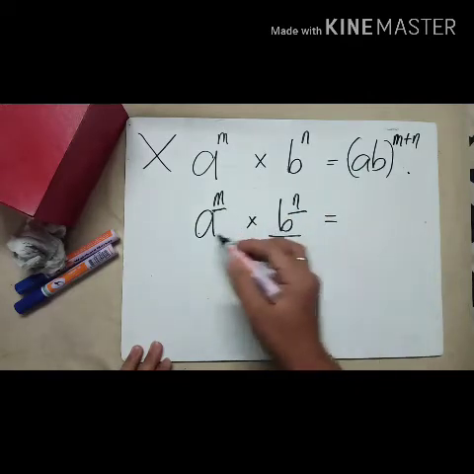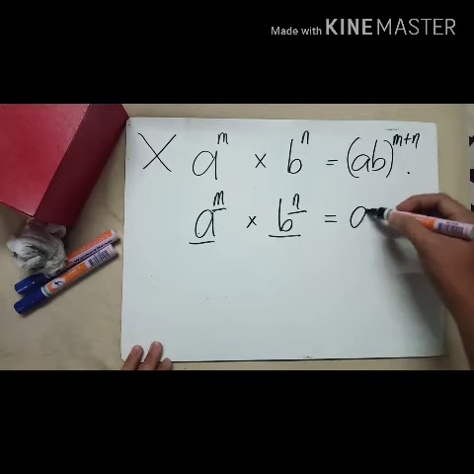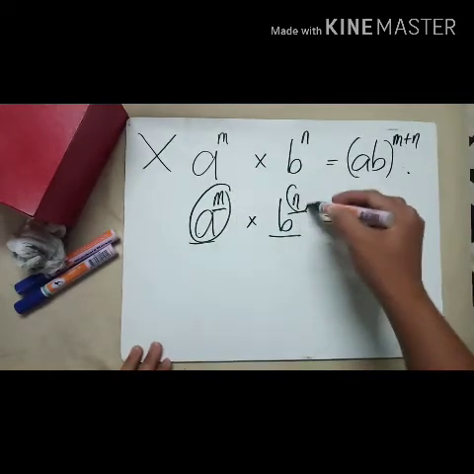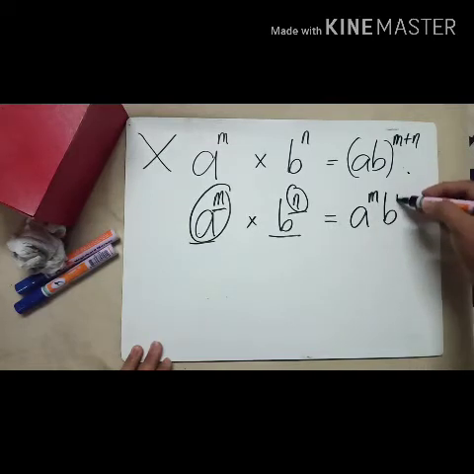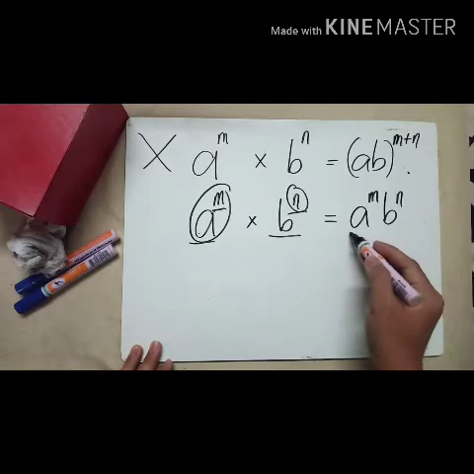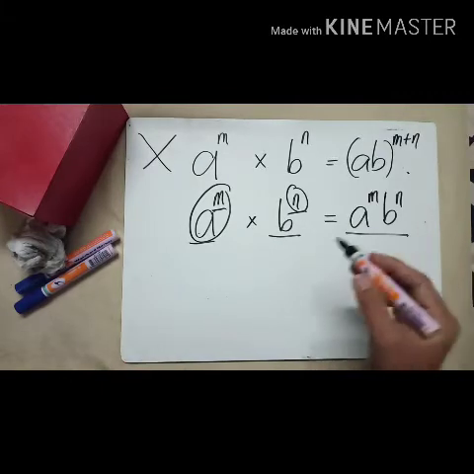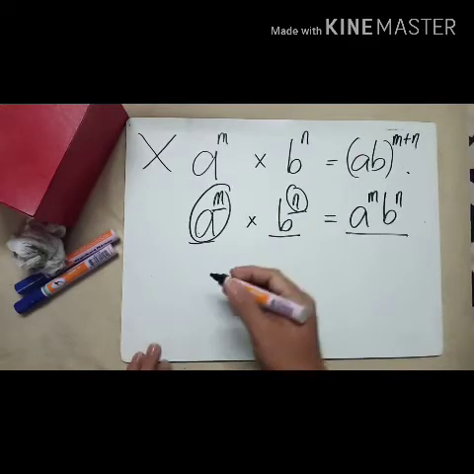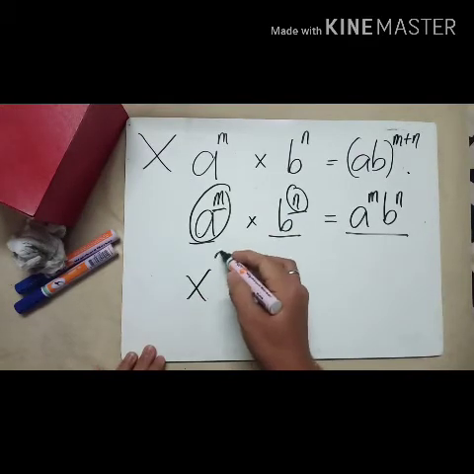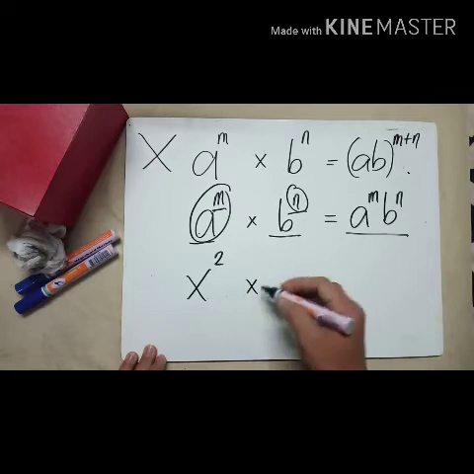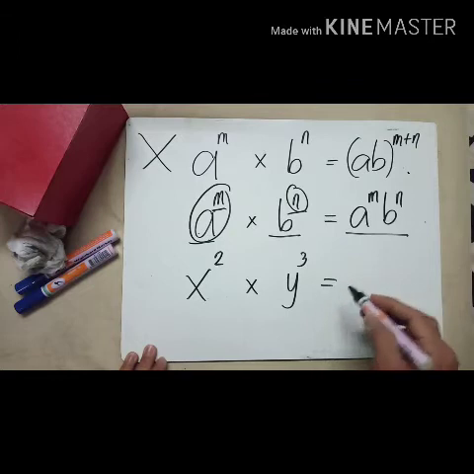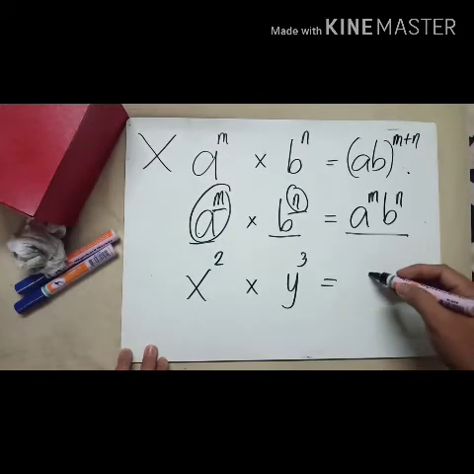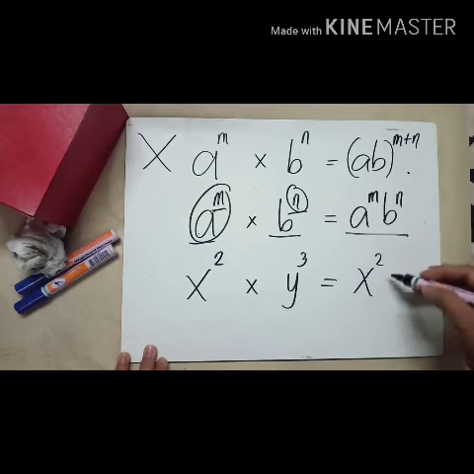Since they are not the same base, just copy the bases and also the exponents. So a raised to the power of m times b raised to the power of n. So it's just like this. Okay, another example: x squared times y cubed. Since they are not the same base, just copy x squared times y cubed. That's it.